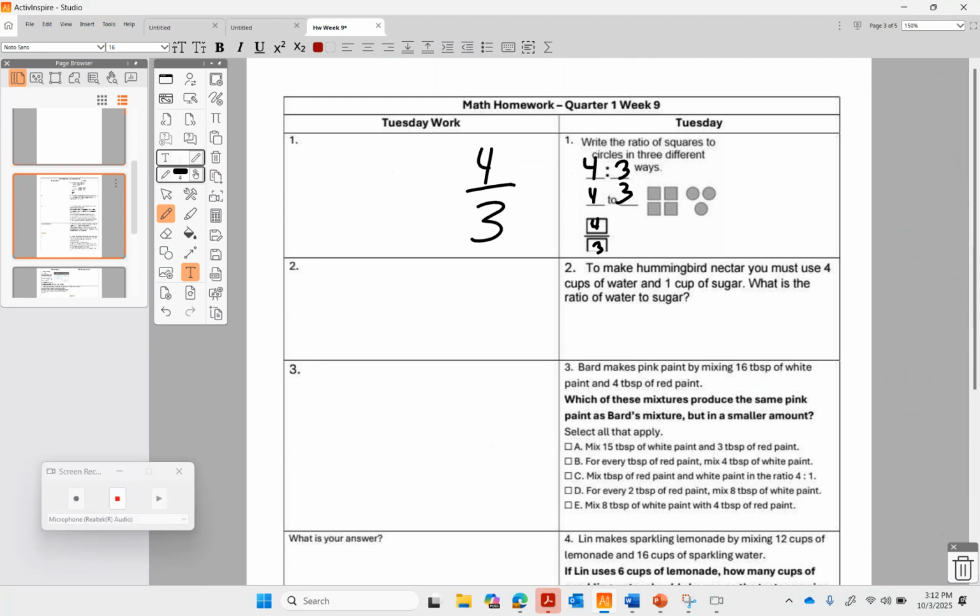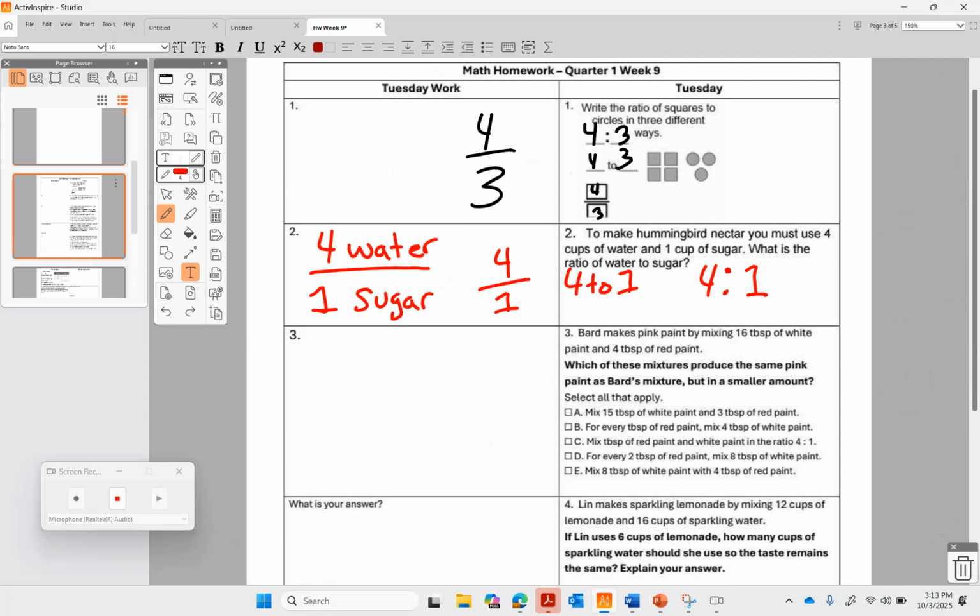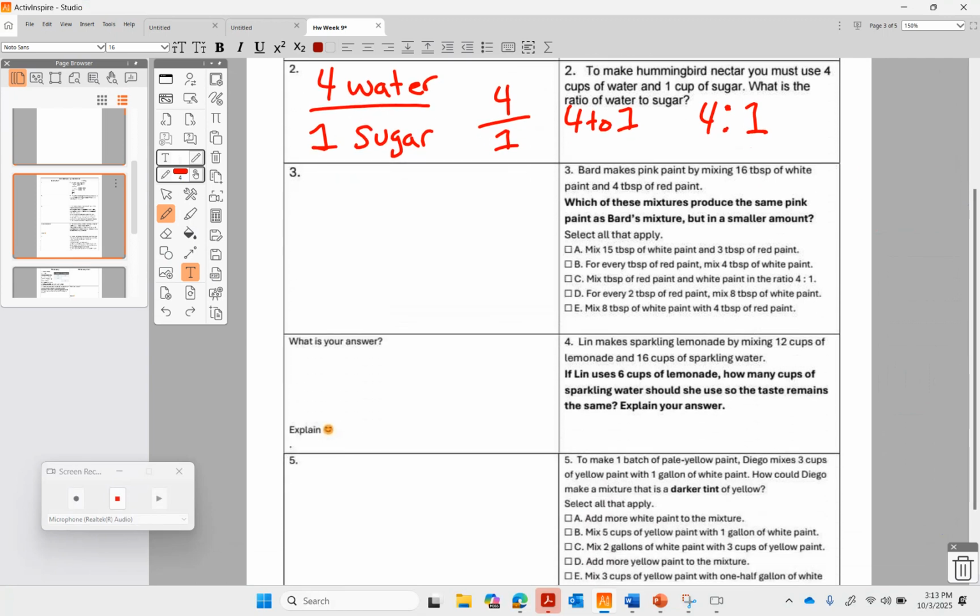Number 2, to make hummingbird nectar, you use 4 cups of water to 1 cup of sugar. So what is the ratio? It's 4 to 1, or you could write 4 and then a colon 1, or you could kind of do it how I have it over here, 4 over 1. Yay! Next one.